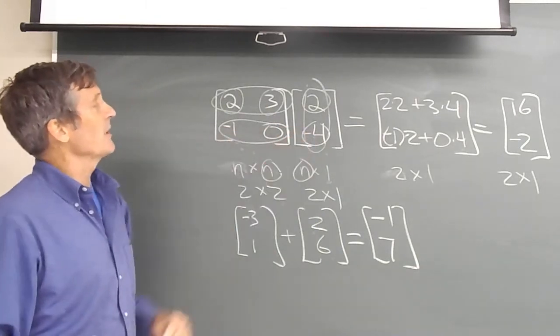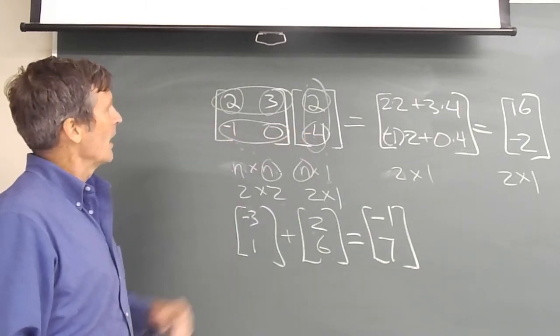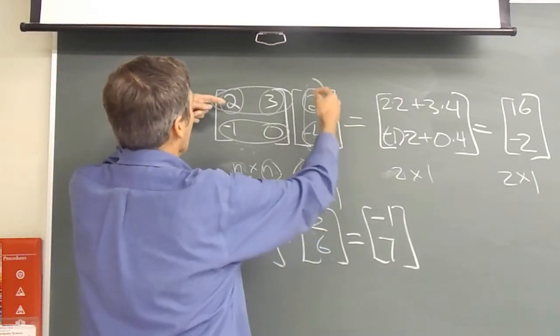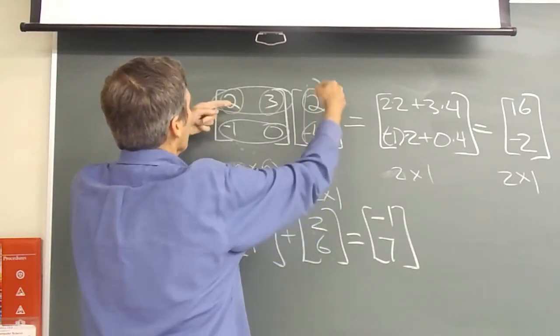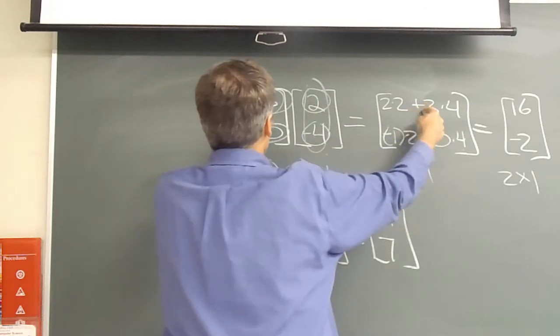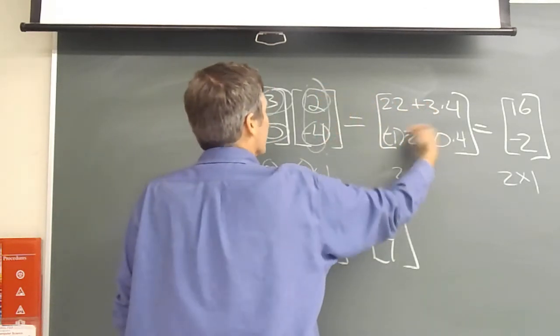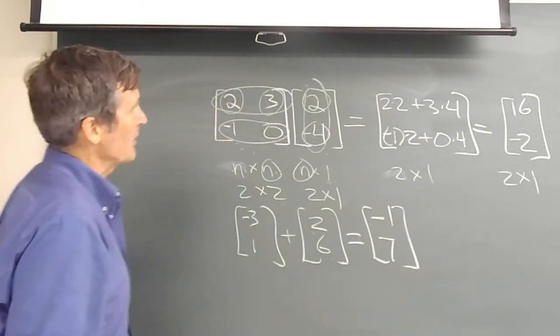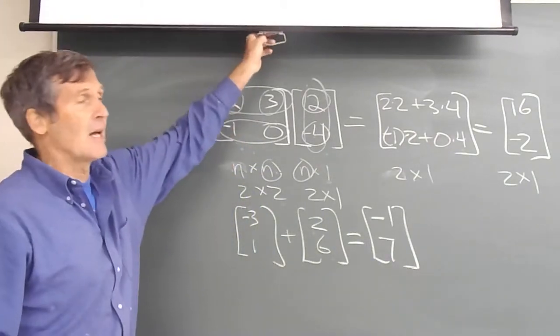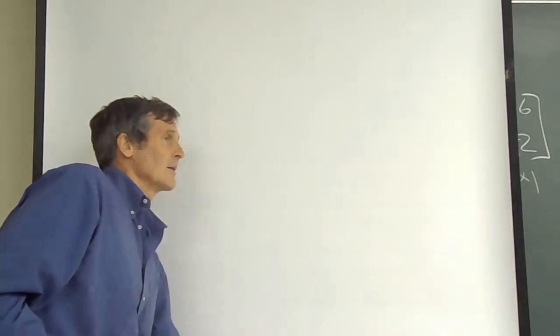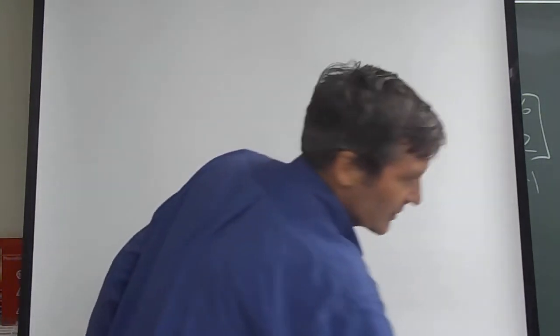But this definition of multiplication, where you take the dot product of this row with this column, this times this plus this times this, and put it first, and then the dot product of this row with this column, this times this plus this times this, and put it as the second entry, is how we define matrix multiplication. And then it allows us to write our systems of linear equations simply.